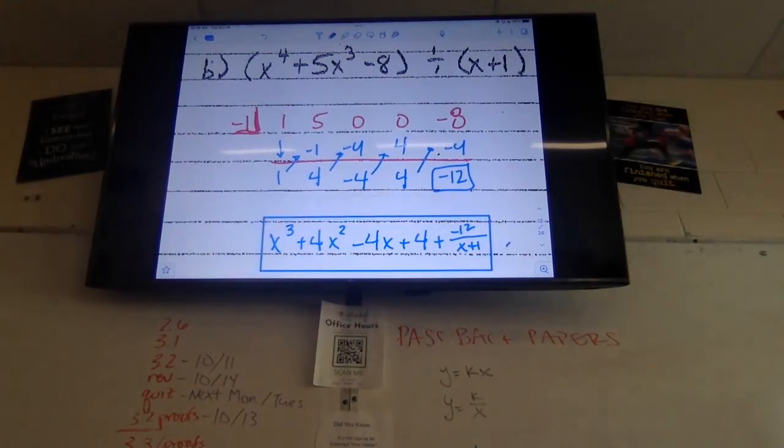All right, so I got x to the third plus 4x squared minus 4x plus 4. And then I wrote plus -12 over x plus 1. You can write -12 over x plus 1. It does not matter to me either way. I still have a remainder, I still have to take it into consideration. That's how we're doing.